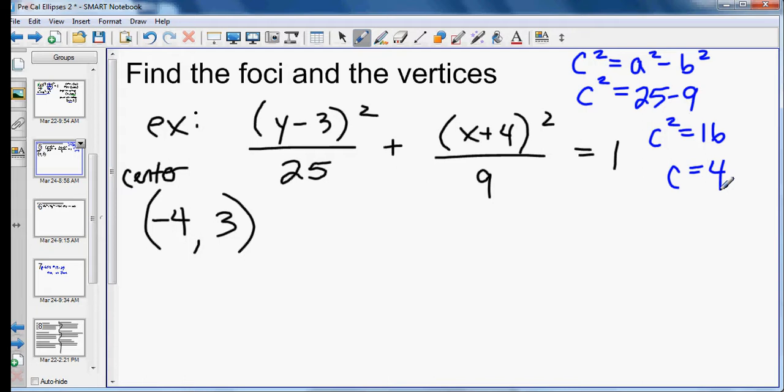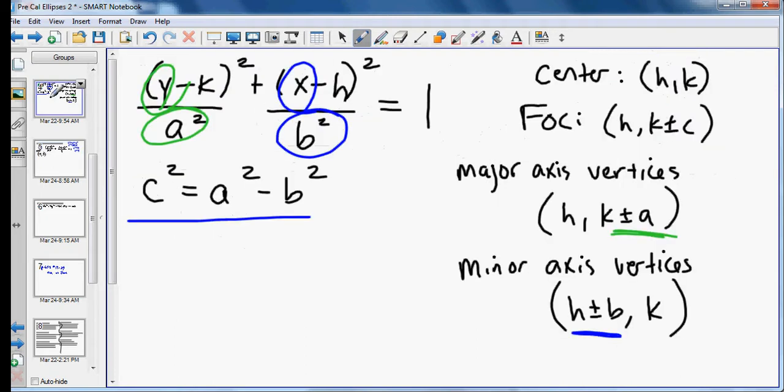Okay, now note, back here, since the bigger denominator is with the y, we're going to be adding and subtracting the c from the y value in the center. So to get the foci, I'm going to subtract 4 from the 3, so I'll do negative 4, 3 minus 4 is negative 1, and then negative 4, 3 plus 4 is 7.